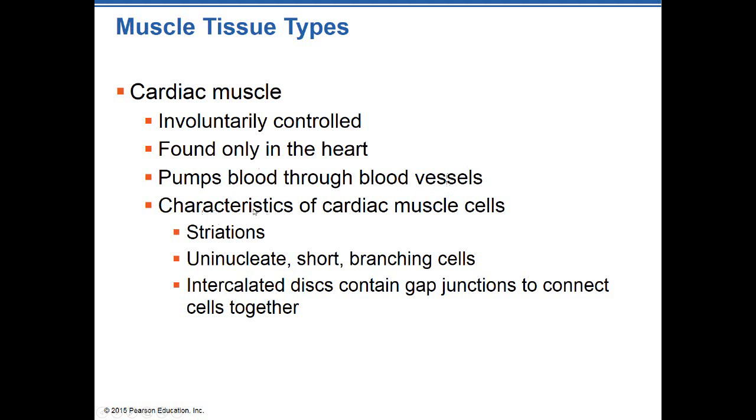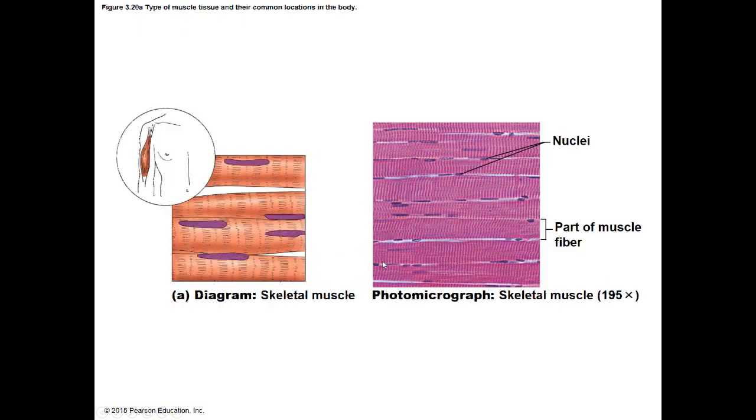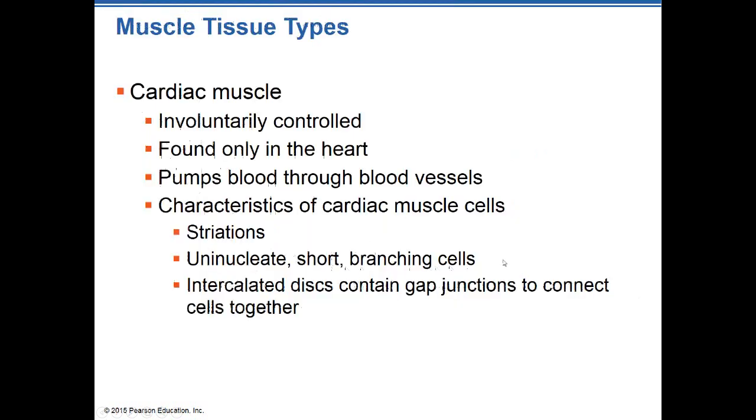So some characteristics of these cells: they're striated just like skeletal muscle cells. They do have stripes, but they are uninucleate, so they just have single nuclei. The length of the cells overall is pretty short, and they branch. Like when we saw the skeletal muscle cells back here, again, they ran in straight lines. These are going to branch, so you're going to see little things that look like V's or Y's.